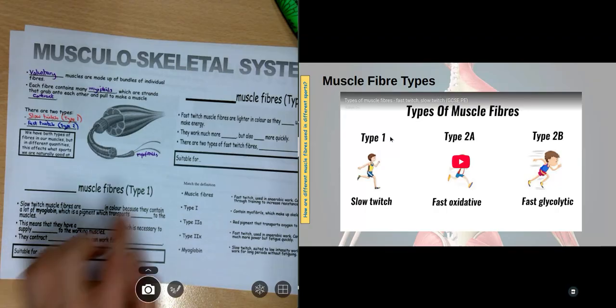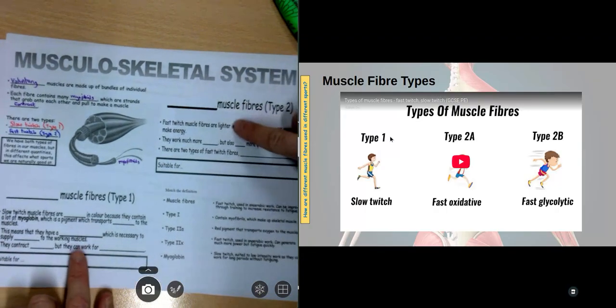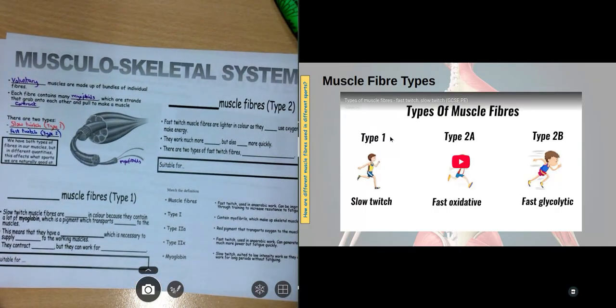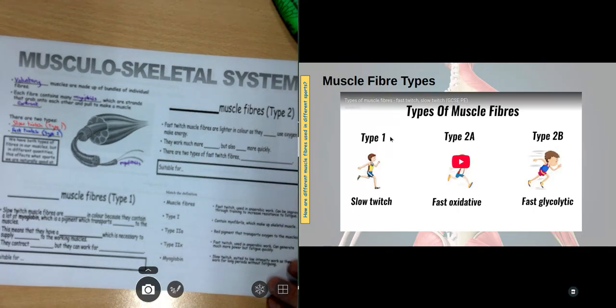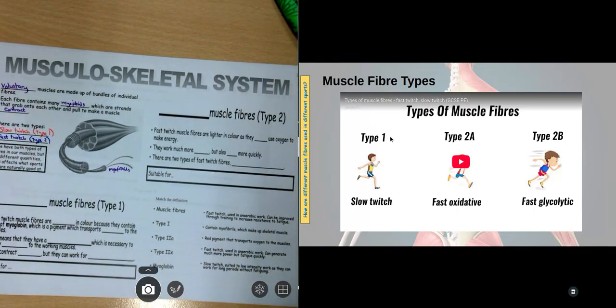So whilst the video is playing, I'm just going to add a little bit of information. We're going to complete these 2 sections next, but the video is going to go through a couple of examples of each. Just to be clear here, the type 2B that they refer to in the video, we call type 2X.